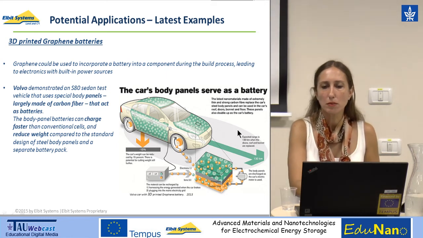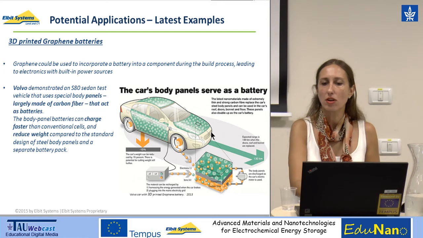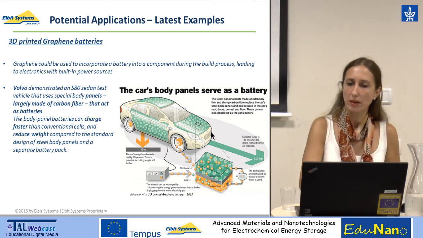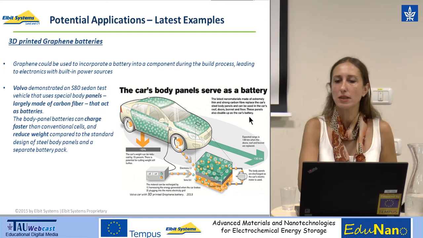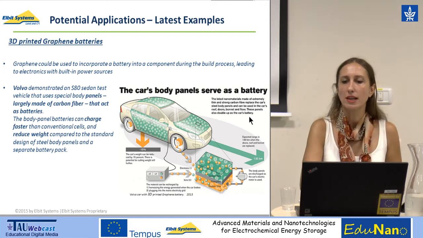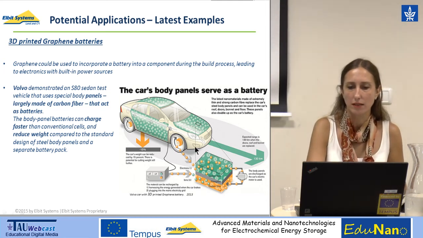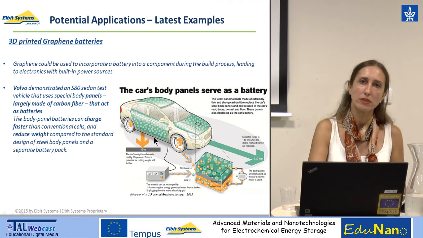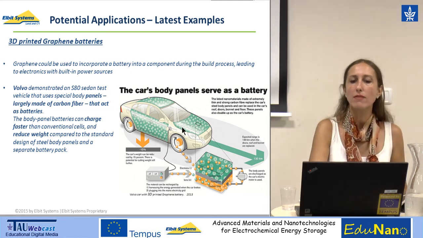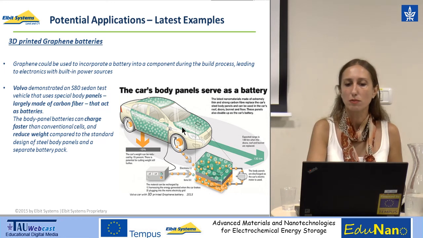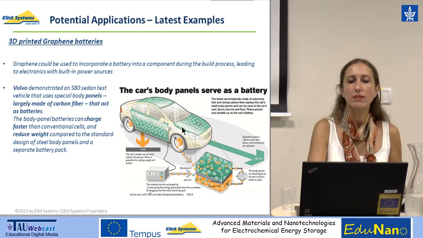So, for example, what they show here schematically in this picture is the latest nanomaterials made of extremely thin and strong carbon fibers replacing the car's steel body panels, and they can be used in the car's roof and doors and bonnet and floor. And these panels also double and can serve as the car battery itself. So due to the lightweight material and its strength, you have a 15% reduction of the car's weight. And there is potential even for cutting more weight with further design improvement.